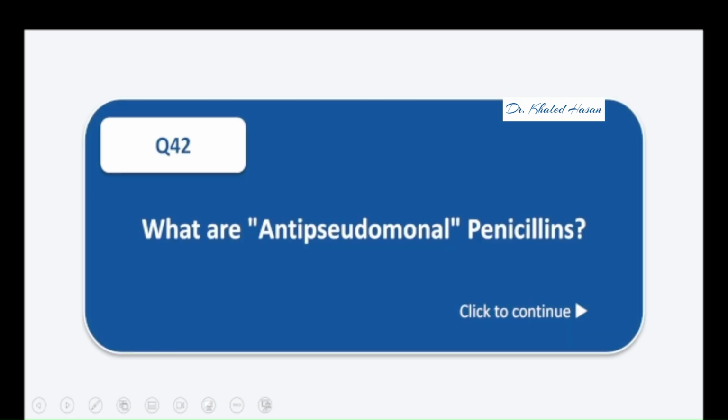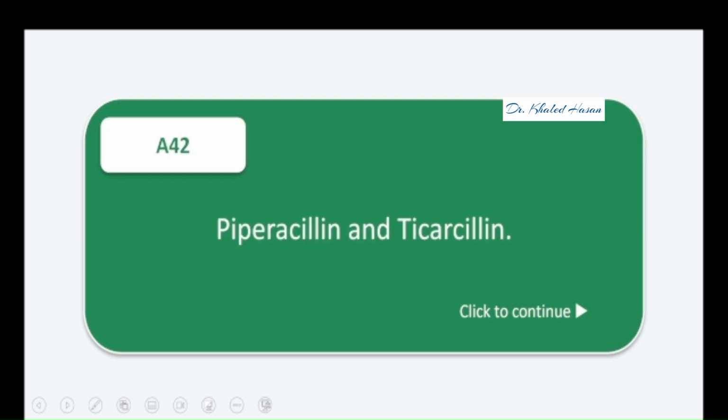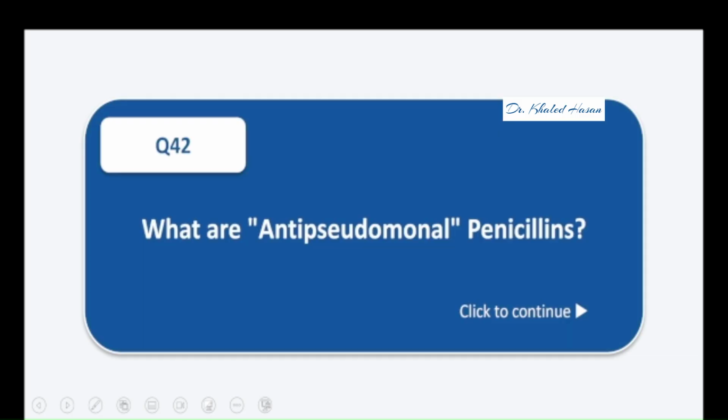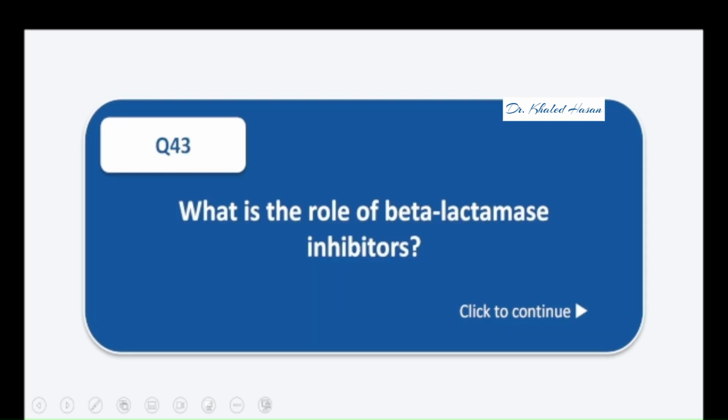What are anti-pseudomonal penicillins? We have a list of medications, not only two, we have more. The most popular anti-pseudomonal penicillins are piperacillin and ticarcillin.